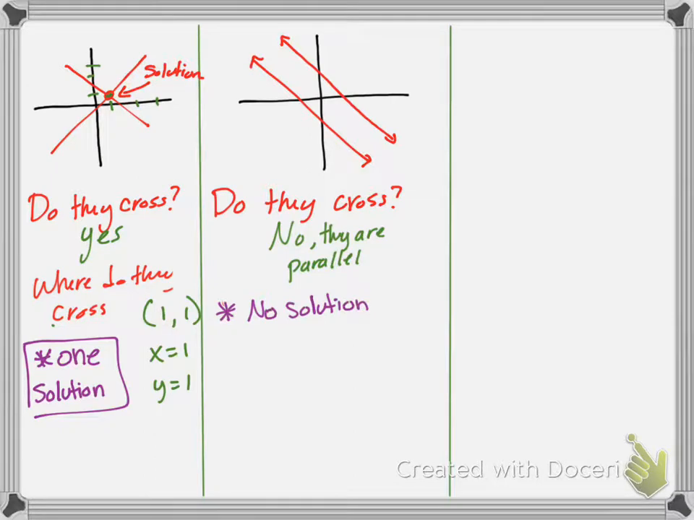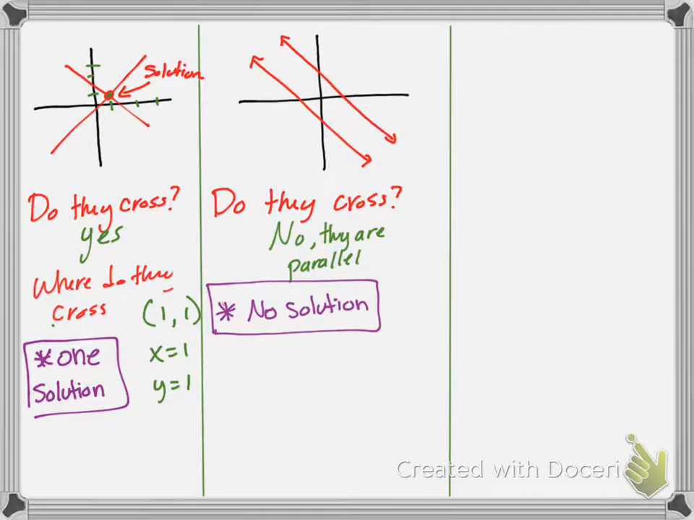Okay. That's another type of solution that you can have, where you graph them and then they just don't ever cross because they are just two lines that are parallel. They're never going to cross. They're never going to have a solution. So for right now, we have one solution and no solution.